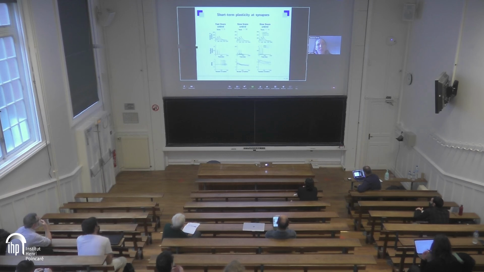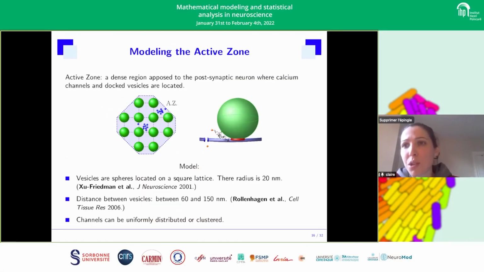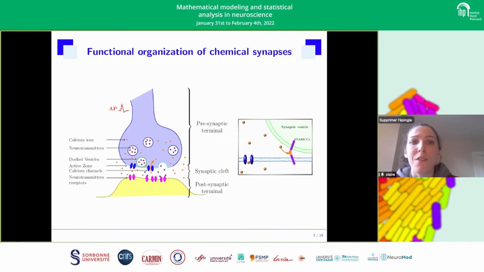So would it be possible to adapt your model in the case where you don't have a presynaptic spike, but just a rise in the voltage? Yeah, sure. So I took the standard description because this is a very general model.